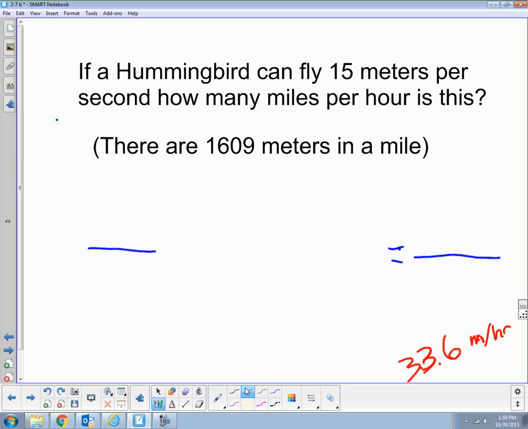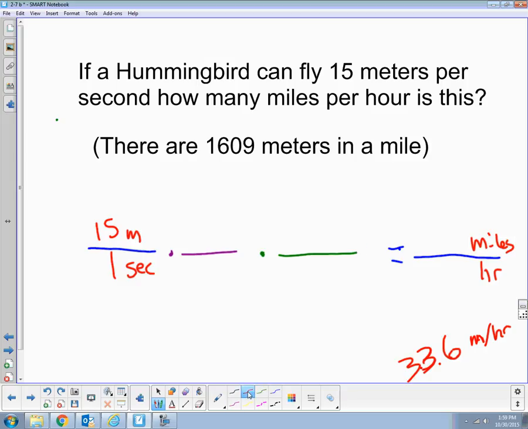So a hummingbird, they can fly 15 meters per second. So that's my starting point. I know they can do 15 meters in 1 second. I want to know how many miles per hour that is. And so I know my starting point. I know my end point. I see that there are two things that are changing. The meters are changing to miles. The seconds are changing to hours. Since two things are changing, I'm going to need to have two fractions to allow that change to happen.